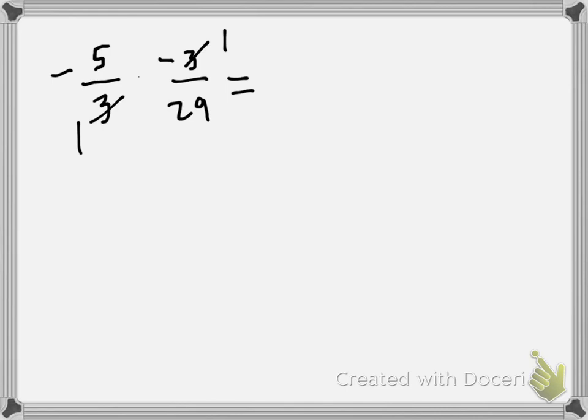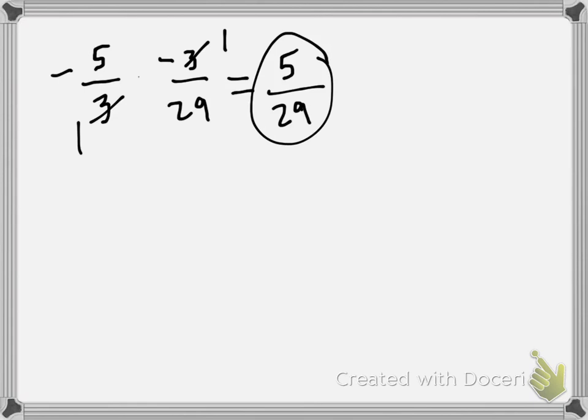So I'm ready to do my rule. Multiply straight across the top. 5 times 1 is 5. 1 times 29 is 29, so 5 over 29 is my answer. Okay? So not too bad. We just want to make sure we're simplifying before we multiply because we want to get it into lowest terms.